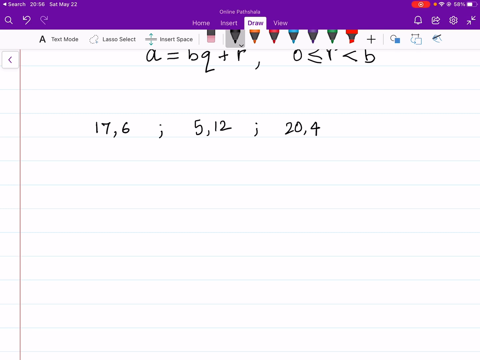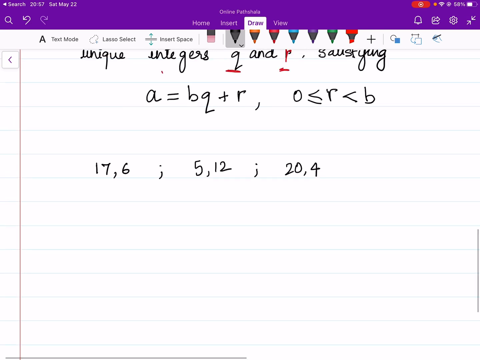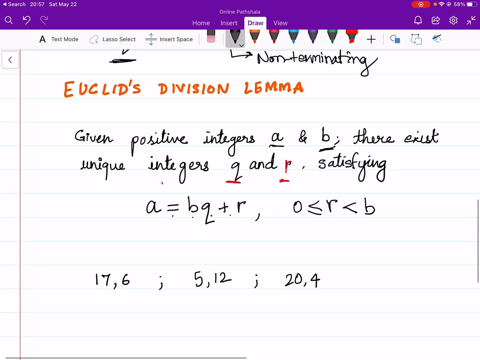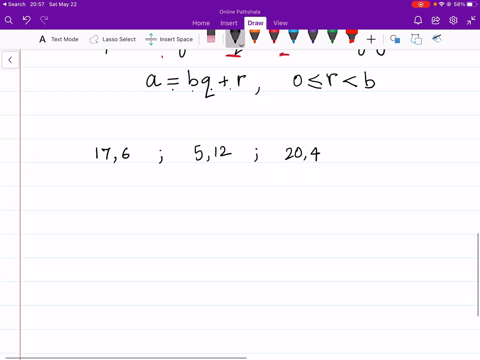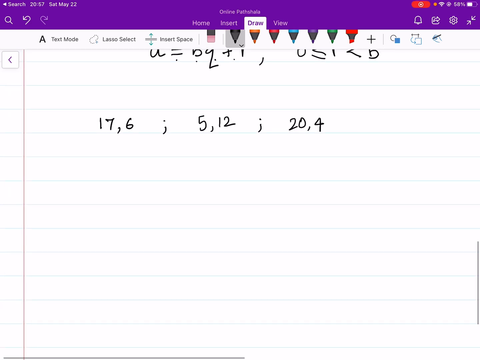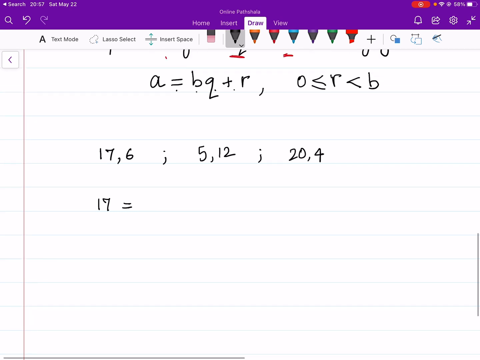Now what we need to do is represent these numbers in the form of a equals bq plus r, where r has to be greater than or equal to 0, but it should be smaller than b. As I said earlier, this is Euclid's division lemma. It has to do with long division, a different way of stating it. So let's see how it applies to the first pair of numbers. We have 17, a is equal to 17. Now bq plus r, that's what we need to write. Here b is basically the number 6.